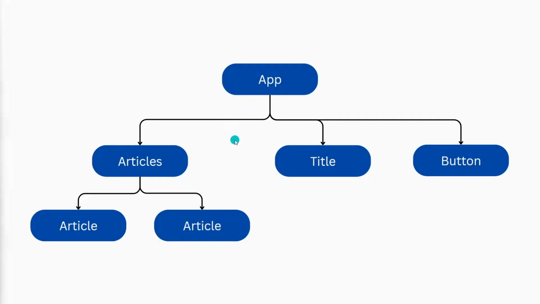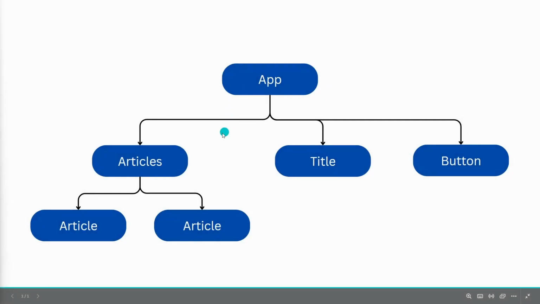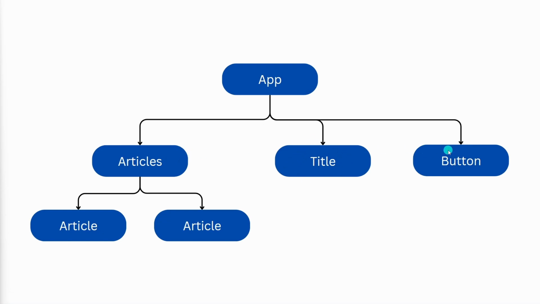Let's say we have this application, a news feed with articles, the title of the news feed, and a button which changes the theme of the news feed from dark mode to light mode, and vice versa. So this button will change the color of this title and the color of these articles as well.